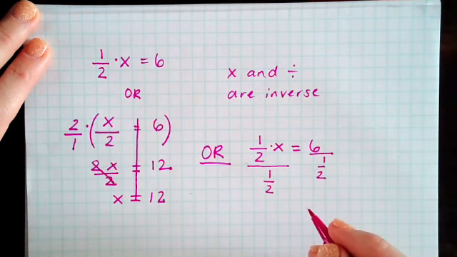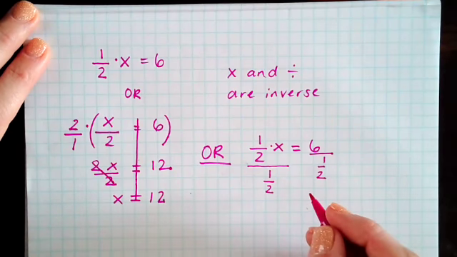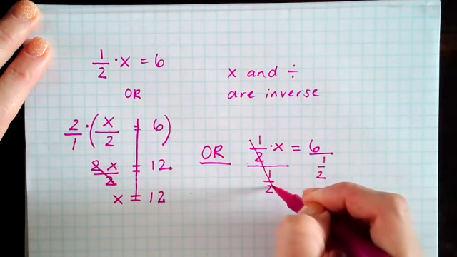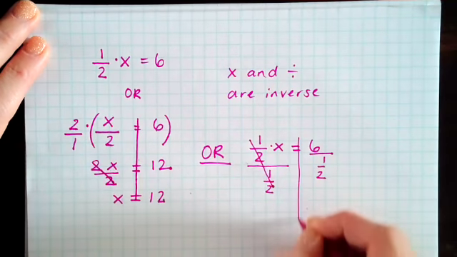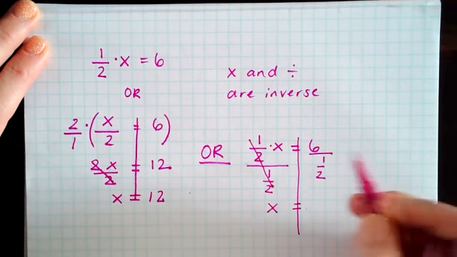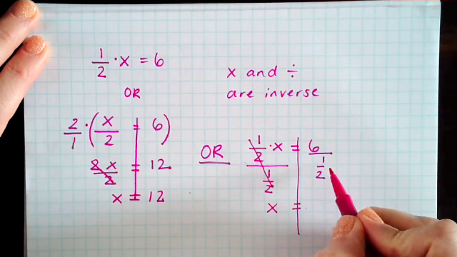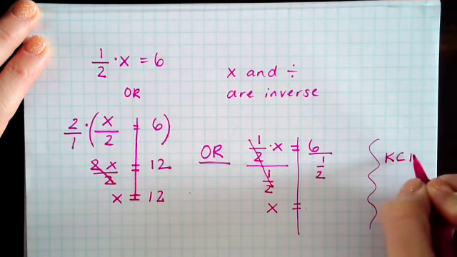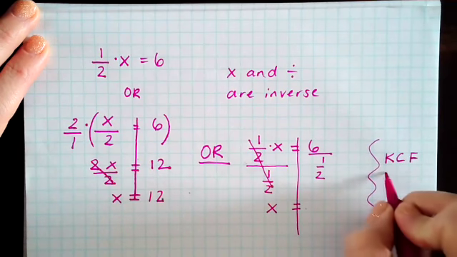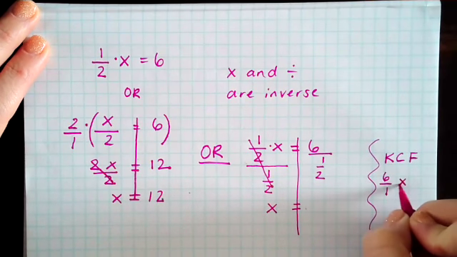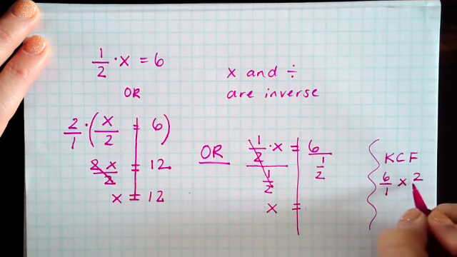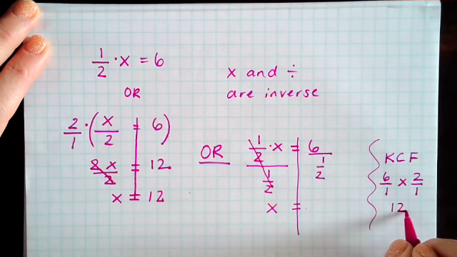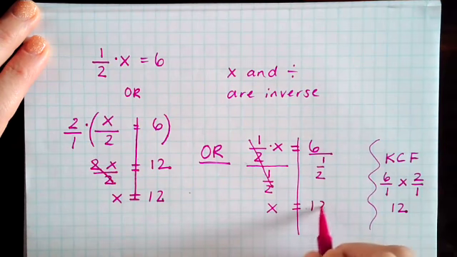Now I have to think all the way back to when I first learned how to divide fractions. Well, I already know 1/2 divided by 1/2 is 1. So that's going to give me x equals. Okay, thinking all the way back to how I divide fractions, I need to use keep, change, flip. Keep the first fraction, change the operation to multiplication, and flip the second fraction. 6 times 2 is 12. And I get the same answer that I got before.